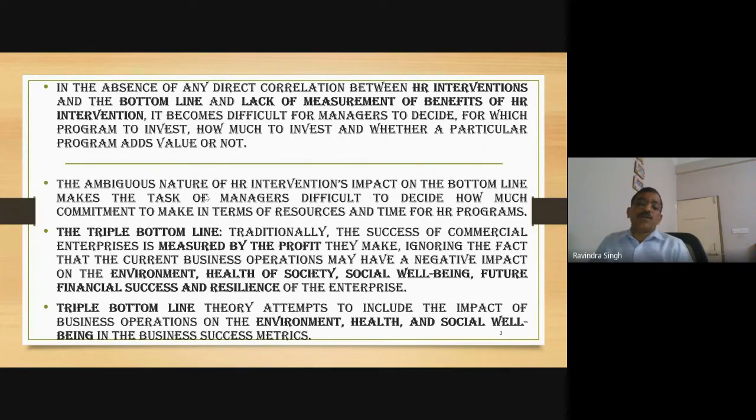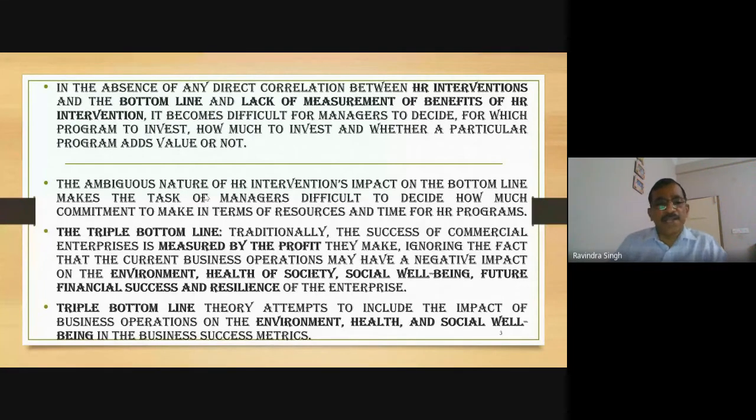Now to solve this problem, there are some parameters which need to be identified, and based on that you can reach a certain conclusion. The triple bottom line. What is the triple bottom line? Every company concern is interested in their profit. They want that I should earn the profit and with that I must survive.